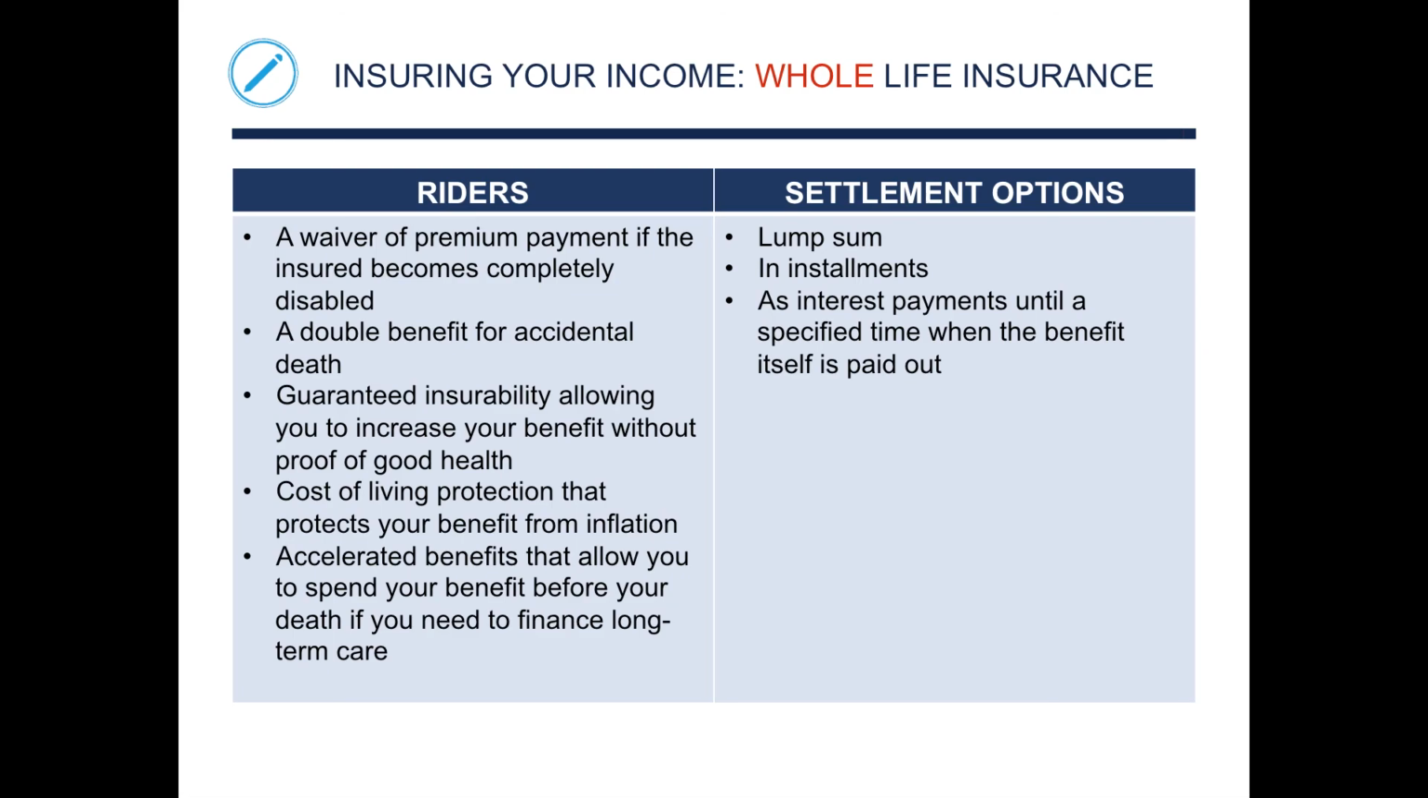Now here we come to riders and settlement options. For riders, it's a waiver of premium payment if the insured becomes completely disabled, a double benefit for accidental death, guaranteed insurability allowing you to increase your benefit without proof of good health, cost of living protection that protects your benefit from inflation, accelerated benefits that allow you to spend your benefit before your death if you need to finance long-term care. And then for settlement options, you have lump sum, all the money all at once, in installments, which is over time, as interest payments until a specified time when the benefit itself is paid out.